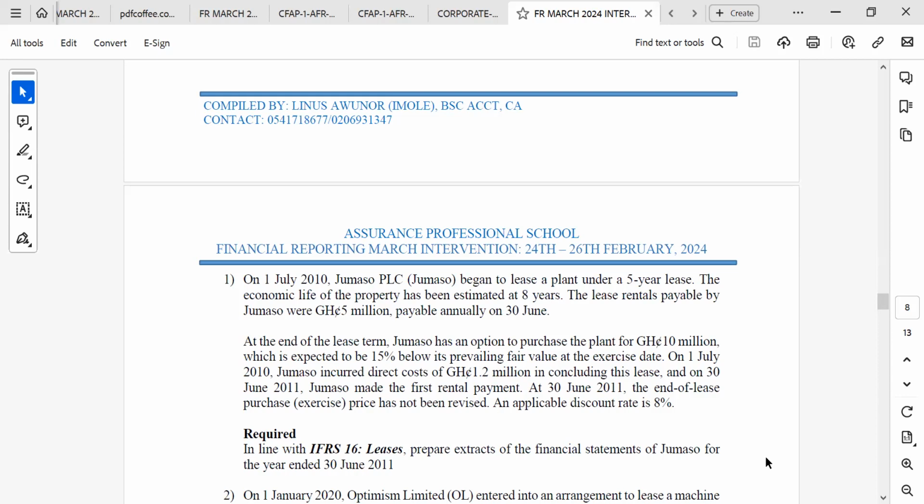Is there any indication telling you that the option is exercisable? Is there something over here telling you that the option is exercisable? The company is going to be exercising the option.